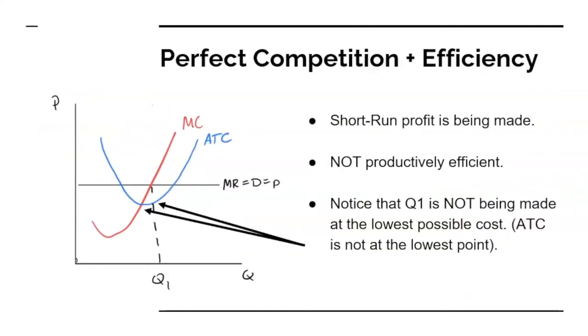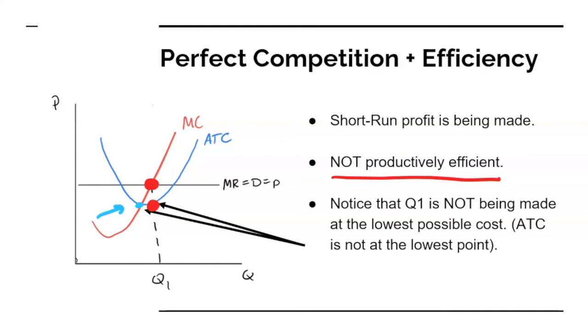And so here, right, in the short run, the firm is not productively efficient. Why? Well, because here we're producing where MR equals MC. That is where the firm is producing. However, right, the minimum of the ATC is where it intersects with the marginal cost curve. So notice at Q1, right, the cost isn't at its minimum point. So in the short run, perfectly competitive firms are not productively efficient.